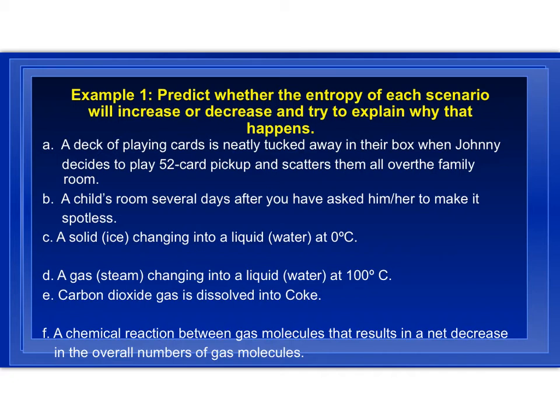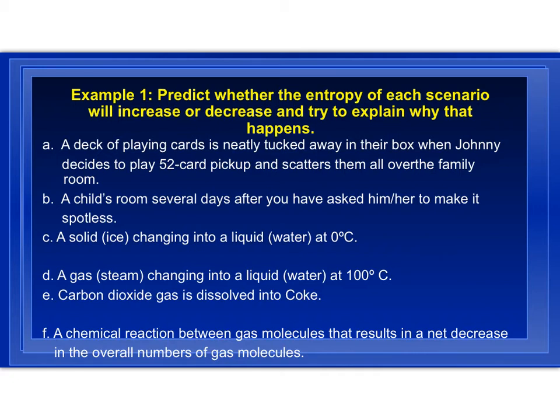If we take carbon dioxide gas and we dissolve it into Coke, a liquid, once again we are decreasing the disorder of the carbon dioxide gas. It's actually being compartmentalized into a smaller container, and it will have attractive forces then between itself and the water. In F, a chemical reaction between gas molecules that results in a net decrease in the overall number of gas molecules will also be a decrease in entropy. Fewer moles of gas would mean less randomness.